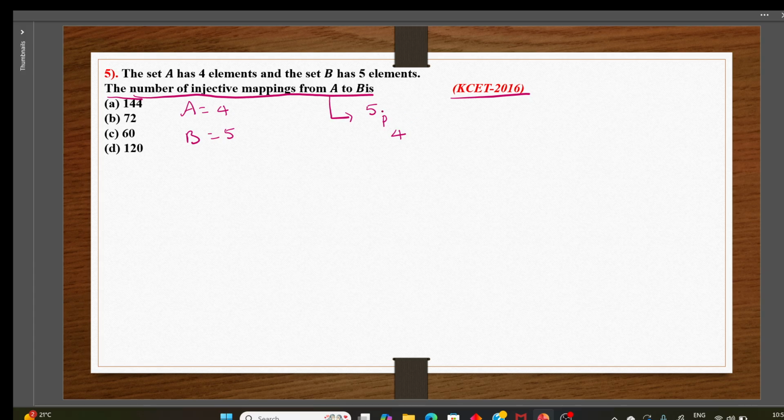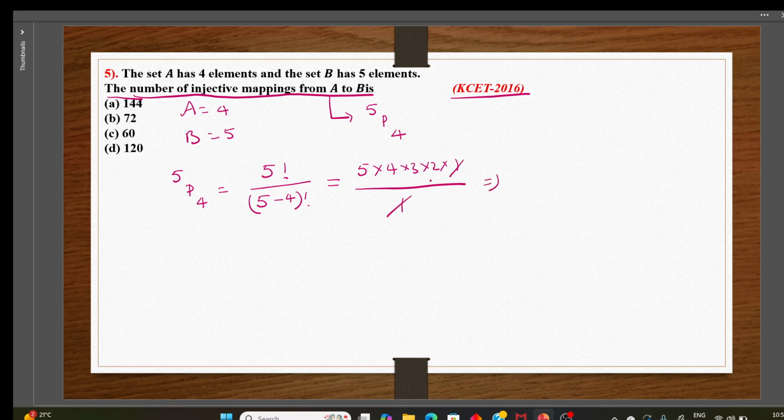5P4. Using the permutation computation, 5P4 is also written as 5 factorial by (5 minus 4) factorial. That is, n factorial by (n minus r) factorial. 5 factorial means 5 into 4 into 3 into 2 into 1. 5 minus 4 factorial means 1 only. The 1s cancel. Remaining is 5 into 4, 20; 20 into 3, 60; 60 into 2, 120.